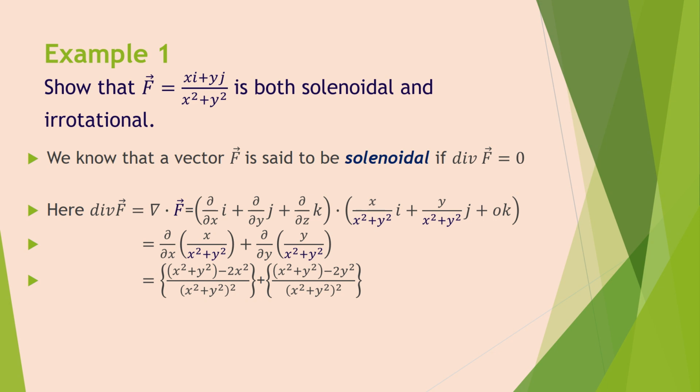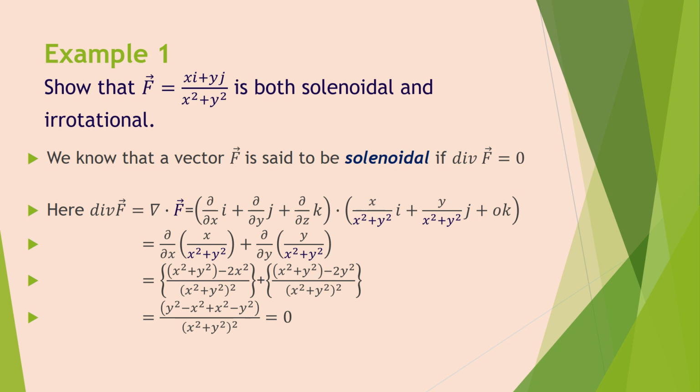So the derivative of y² is 2y. So y into 2y is 2y². So that is x² + y² minus 2y², divided by the denominator squared, that is (x² + y²)². Simplifying, here in the first numerator, x² + y² minus 2x², which is y² − x². In the second numerator, x² + y² minus 2y², it is x² − y².